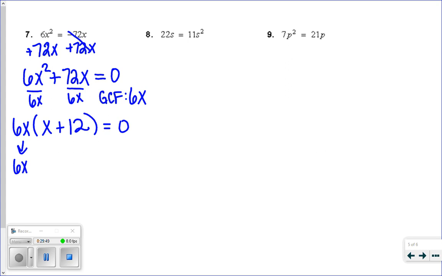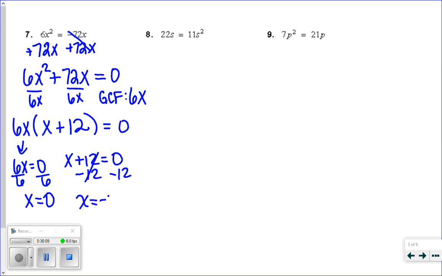and now we just set each one of these factors equal to 0 so that we can solve. So on the first one, all we have to do is divide by 6 on both sides to get x alone, but 0 divided by 6 is still 0. On this guy, all we have to do is subtract a 12 on both sides to get x alone, and that means that x is going to be a negative 12. So these are the two solutions to that polynomial.